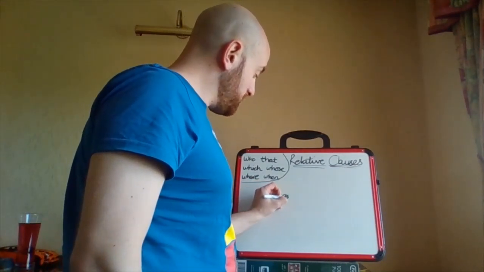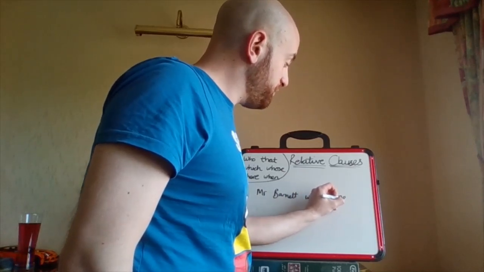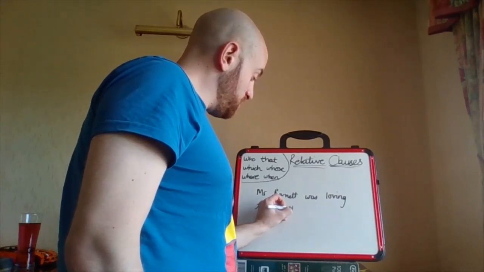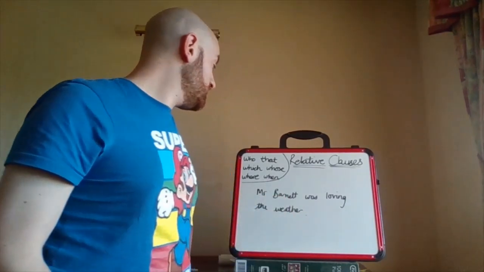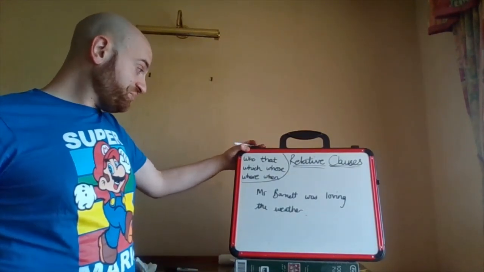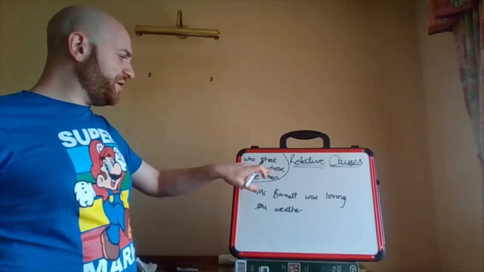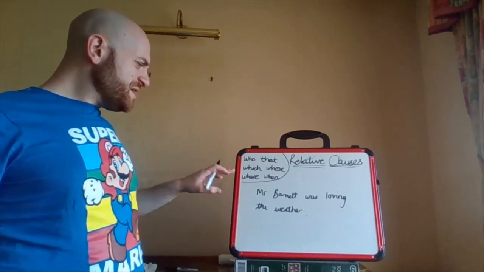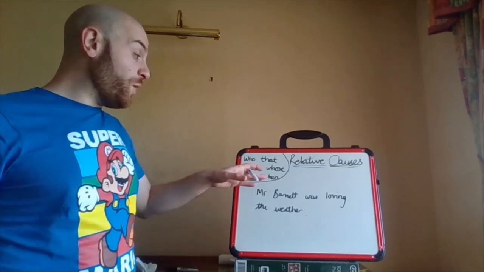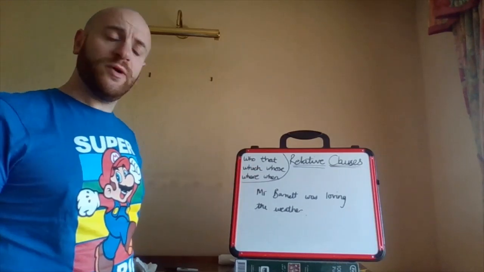One more final example. Mr. Barnett was loving the weather. Mr. Barnett, who usually liked to stay indoors, was loving the weather. Mr. Barnett, which doesn't quite work. Mr. Barnett, who's, not quite sure. Mr. Barnett, where, doesn't quite work. Mr. Barnett, when he was working, was loving the weather. So I could have who or when, and either of those would work.